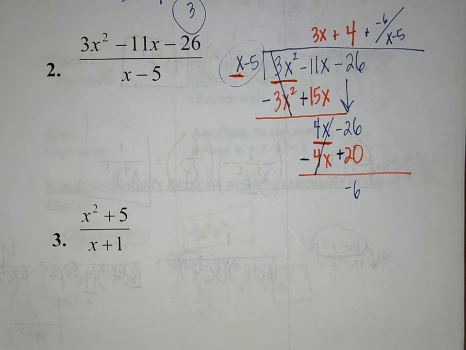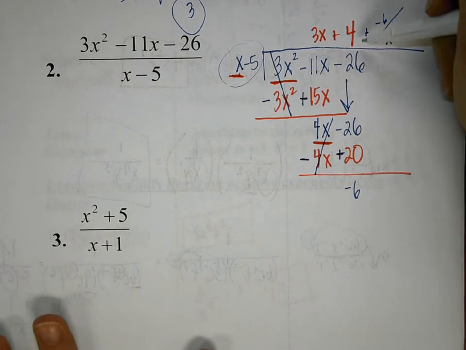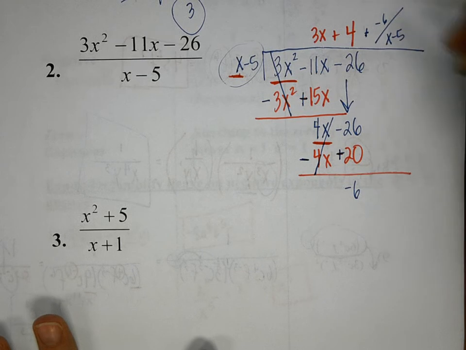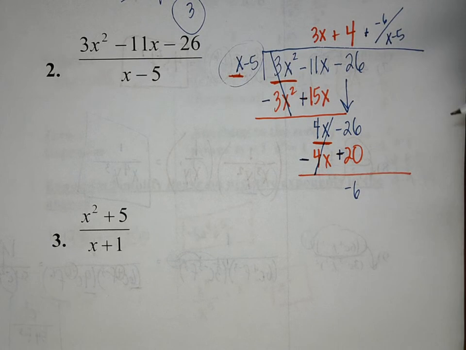Yes, question? Why did you put the plus in front of the negative? She asked, why did I put a plus here in front of the negative 6? I always just go plus my remainder, and so if it's a negative, I put it there. That's just how I do it. But could you just put minus 6 over x minus 5? Yes, you could do that. It's the same thing. Other questions on example 2?